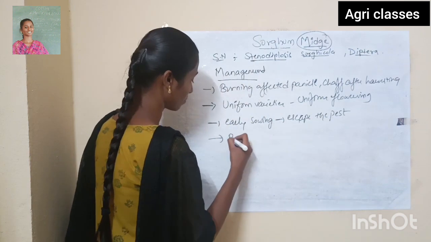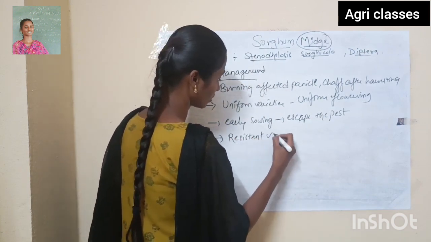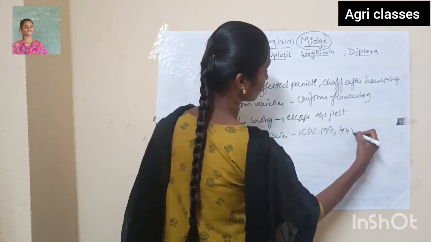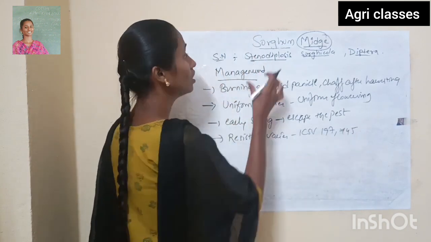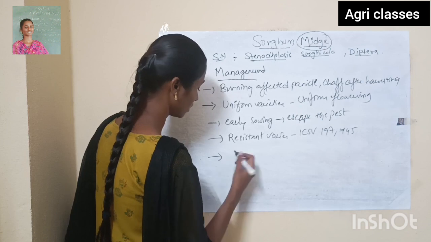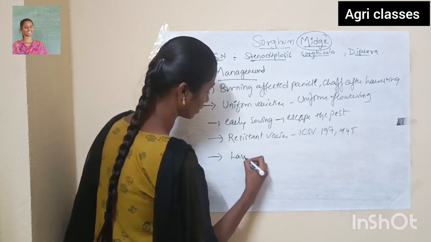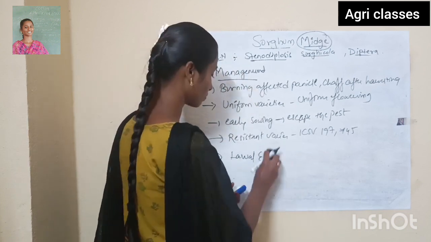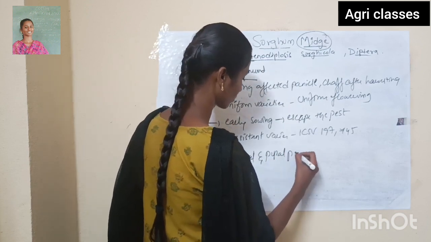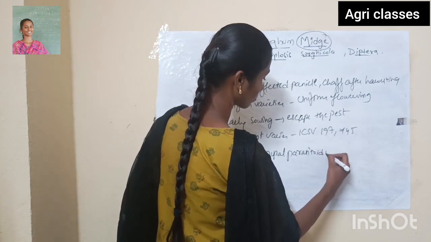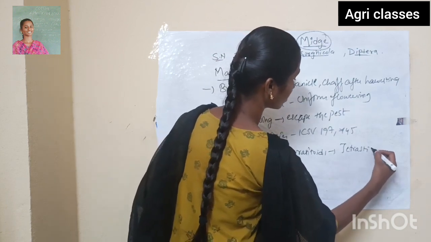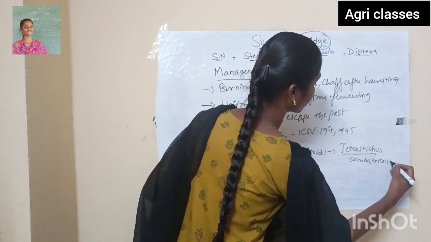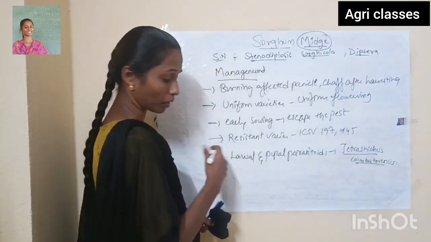And resistant varieties. Some resistant varieties to midge are ICSV 197, 745. So these are resistant varieties to the sorghum midge. And then larval and egg parasitoids. Larval and pupal parasitoids: Tetrastichus coimbatorensis. So this is the larval and pupal parasitoid.